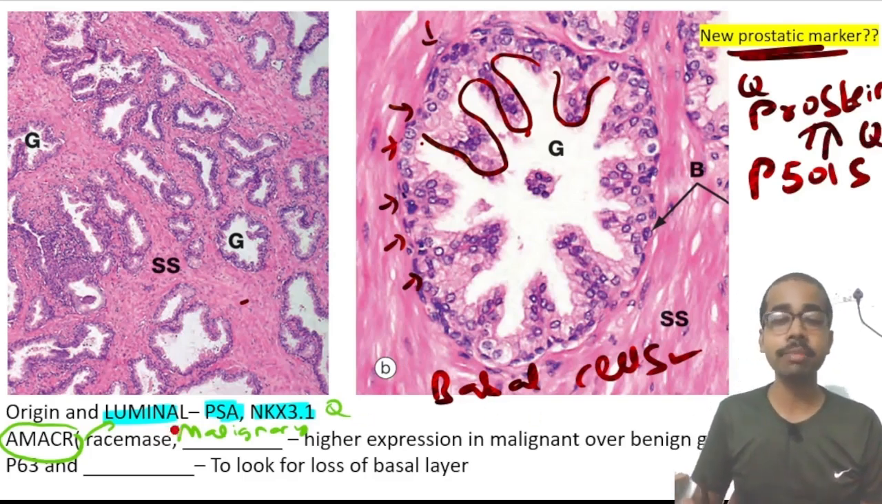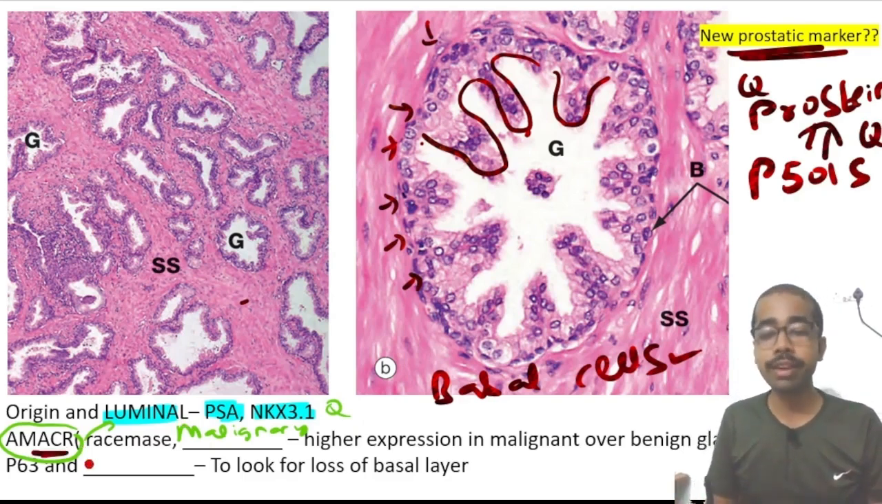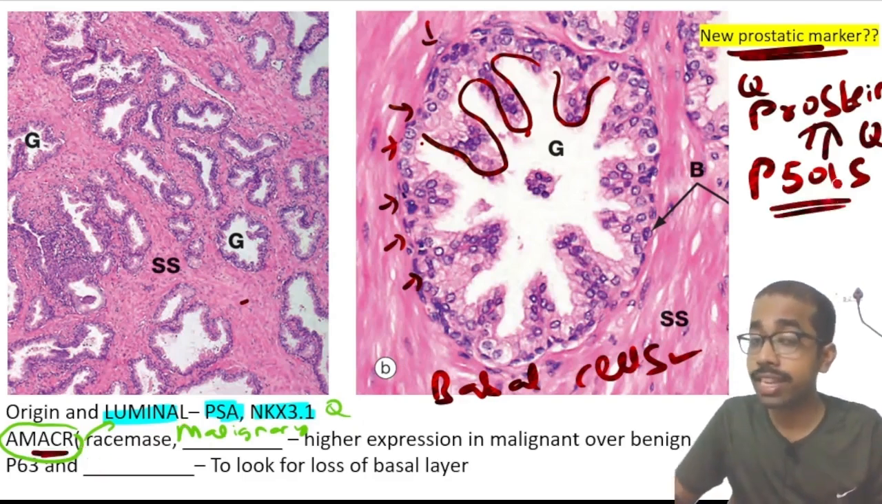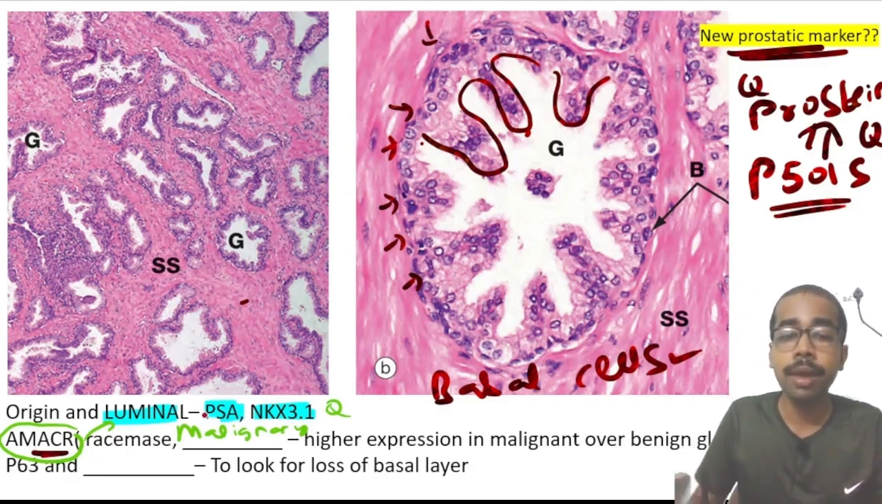Similarly, they can also ask this time or the next time, what is the new name for AMACR? Right? See, this is P501S. That's why I thought I should include that. This is, I'm writing here, should I write here?